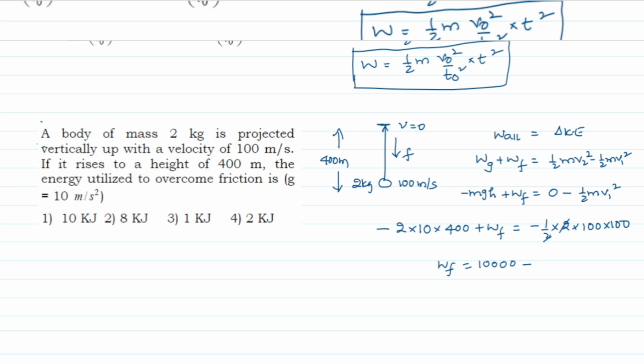So the minus becomes plus, and we get 8,000 joules. The work done by the frictional force is minus 2,000 joules, which is minus 2 kilojoules. Frictional force is an opposing force, so the minus sign indicates opposition, and the options do not mention any minus value. So the answer will be 2 kilojoules.